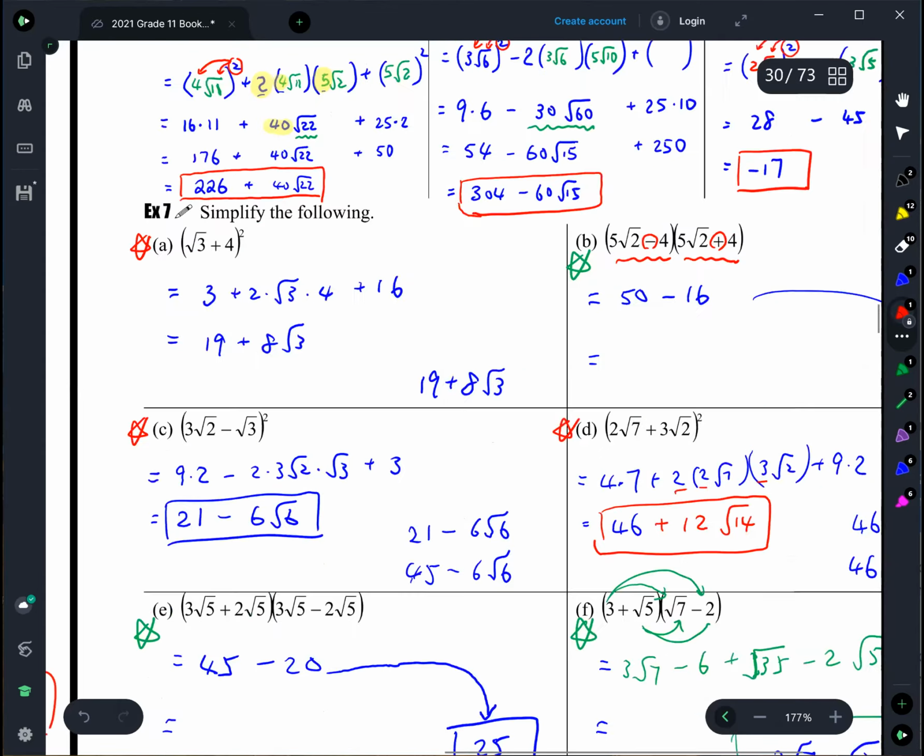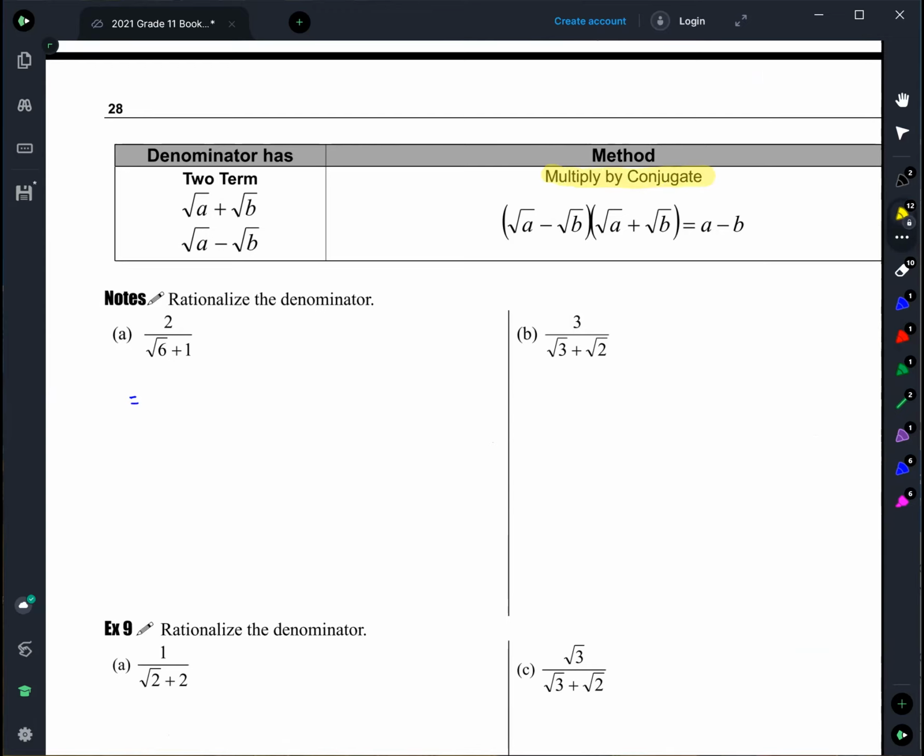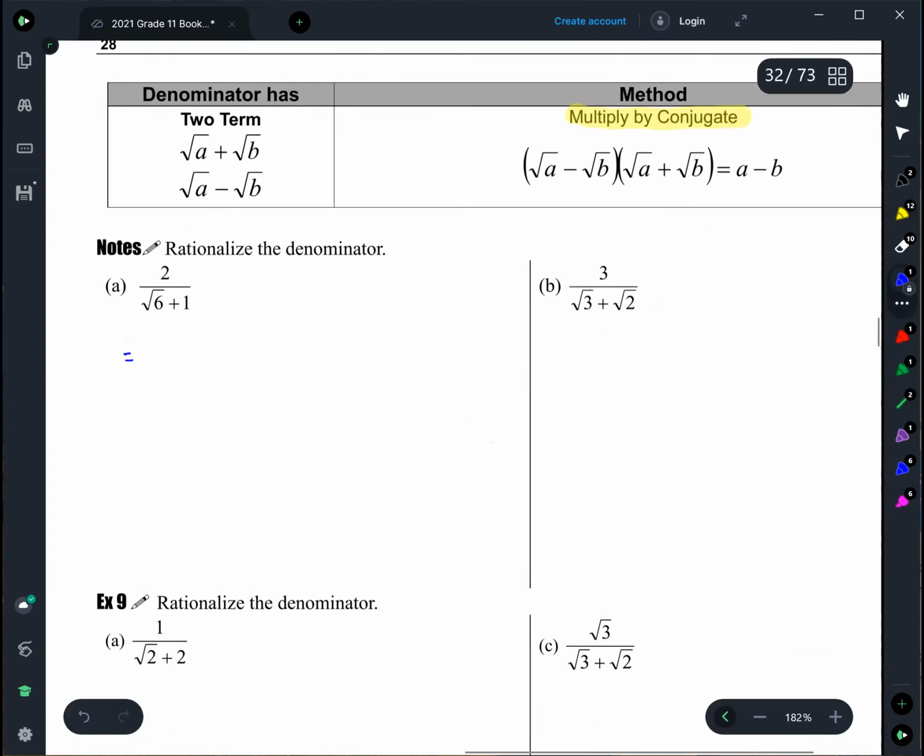So let's look at the question that we are working on. So the method for this, if you get two terms, is called multiply by conjugate. So let's try question A here. In the denominator, you have root 6 plus 1, right? So the conjugate for that will be the minus. So we will be multiplying top and bottom by root 6 minus 1.